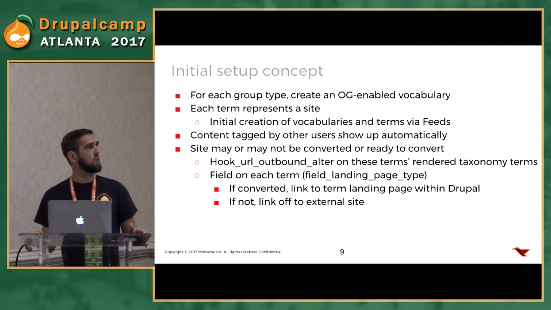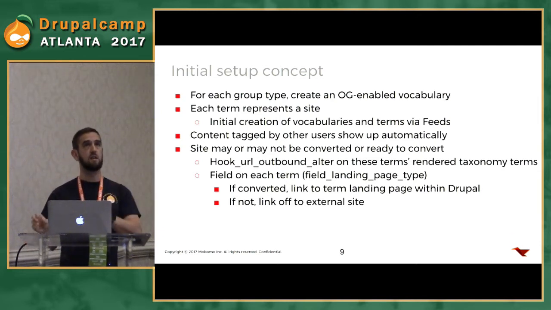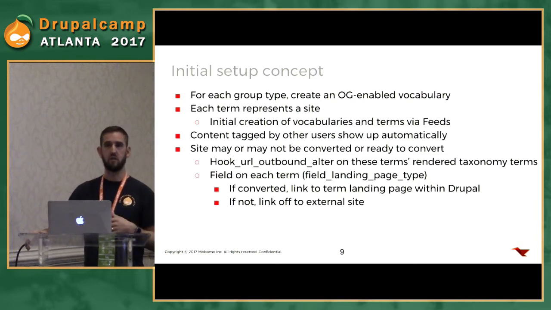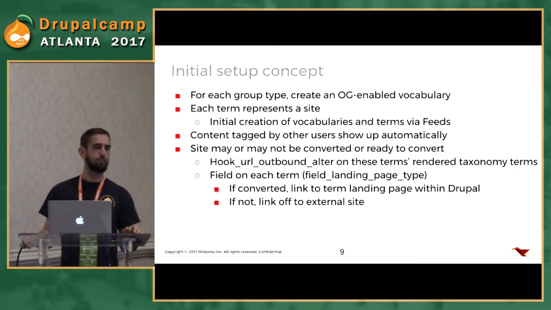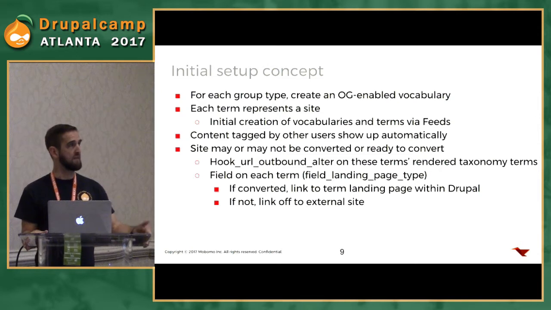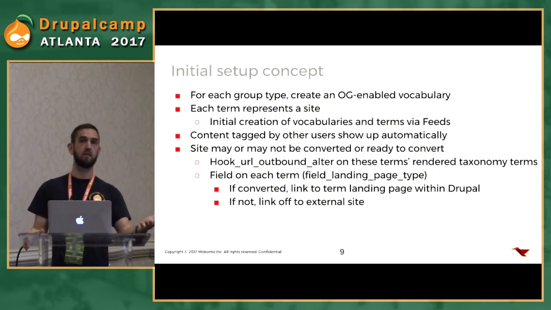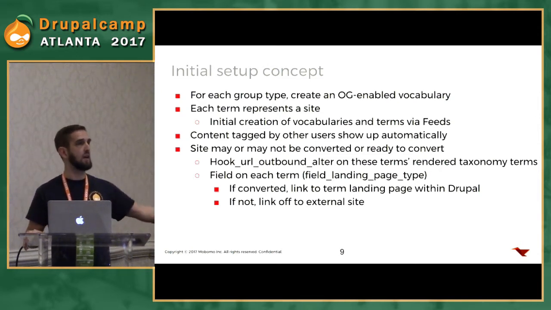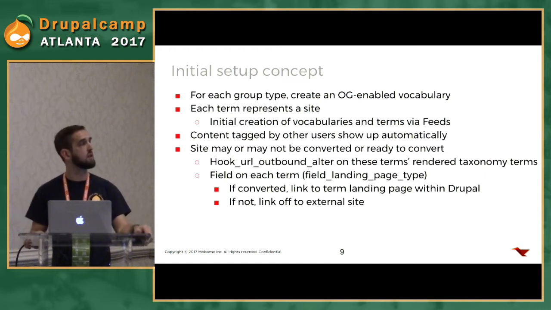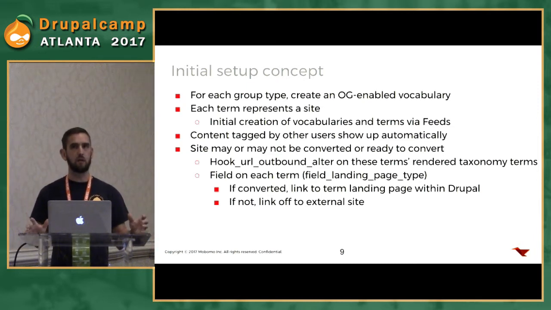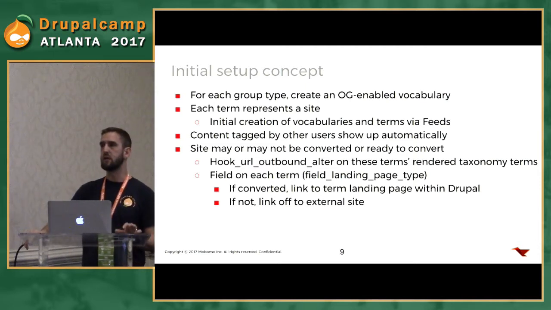So if content is tagged, so any kind of content, whether it be an article or a science object or a map or a piece of software node or whatever, if it's tagged with that Science Center, for instance, it will just show up in that Science Center's page within the appropriate section in their world. So we're using taxonomy. So one thing that was a little weird, the site may or may not be ready to convert.